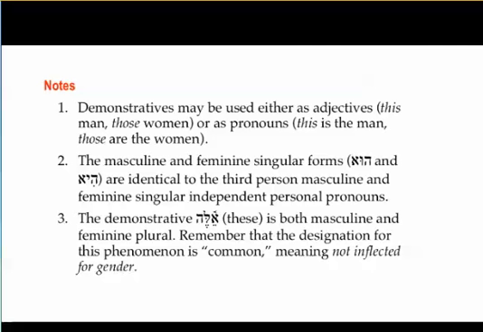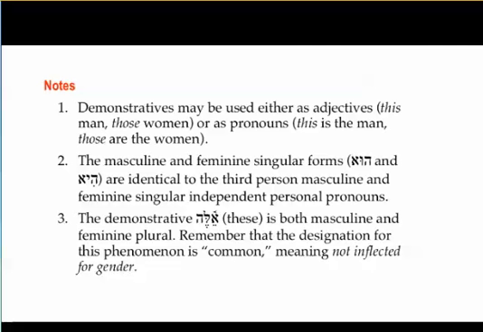Note number 2, the masculine and feminine singular forms hu and hi are identical to the third person masculine and feminine singular independent personal pronouns. That is to say, hu and hi can mean either that or he or she. We'll have to figure out from context when the form is an independent personal pronoun or when it is a demonstrative. For now, it's simply good to know that the independent personal pronouns hu and hi are much more common than the demonstratives hu and hi.